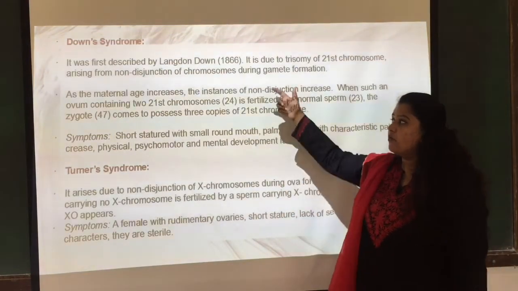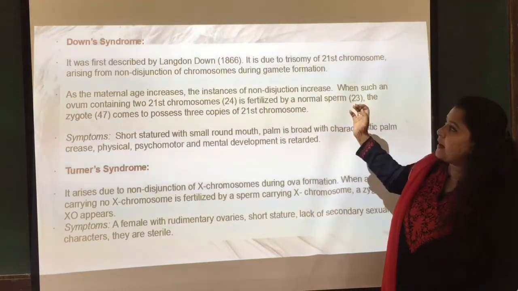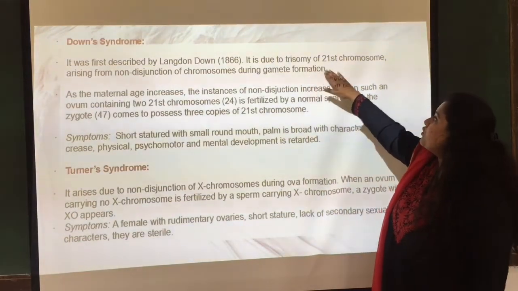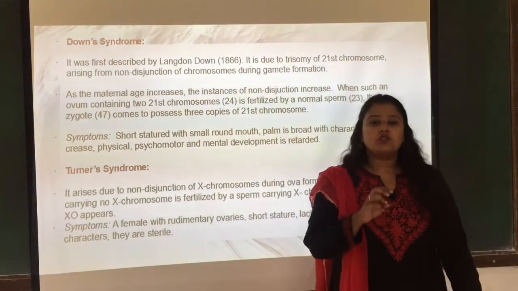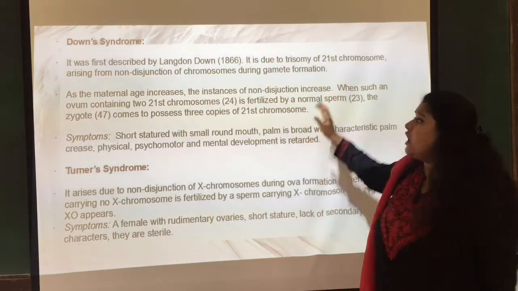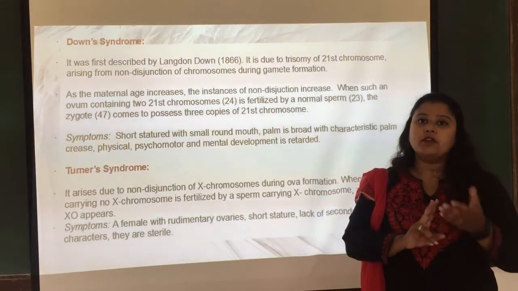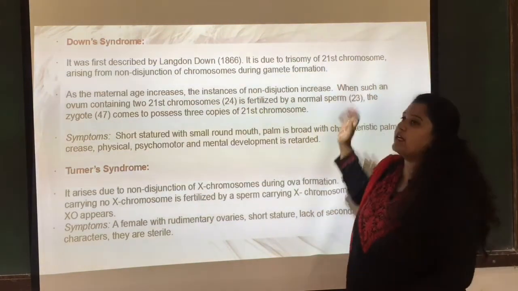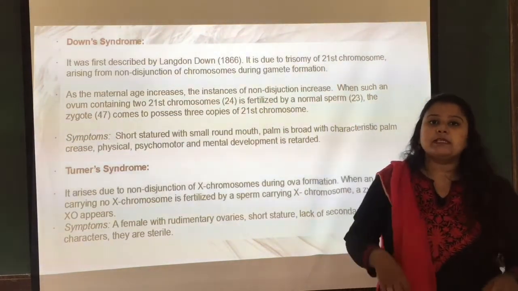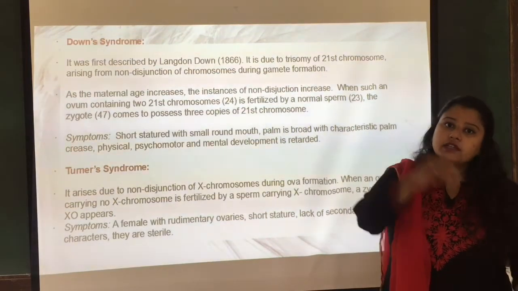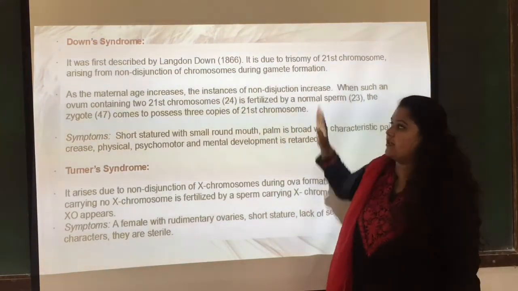The second is Down syndrome. It was first described by Langdon Down in 1866. Right? It is due to trisomy of the 21st chromosome. Trisomy means the occurrence of three. Normally 2 are present, but if 1 is added, then it is said to be trisomy, right? 2, it is present in pair, so that is said to be di. But if another is added, then it is said to be trisomy.